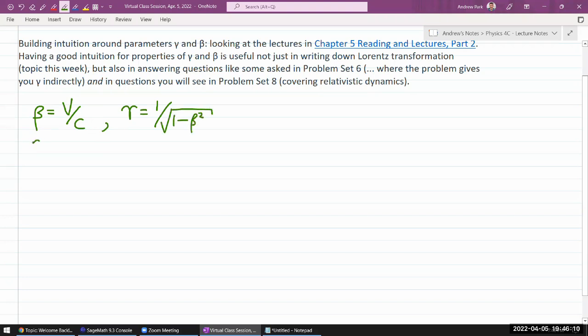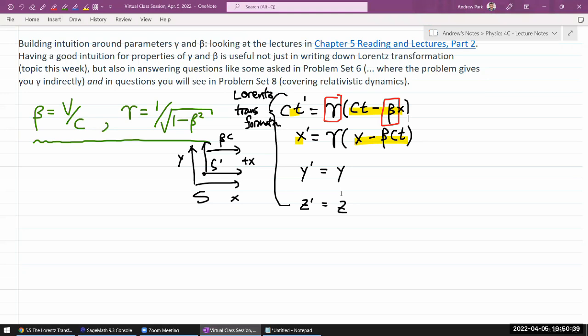I just have this memorized. And the question says they are useful in writing down the Lorentz transformation, and they are. But what I want to show you is that it's not useful just for that. It's useful for other things, and I think the full application of this is easier to see next week when we are going to be dealing with relativistic energy and relativistic momentum.